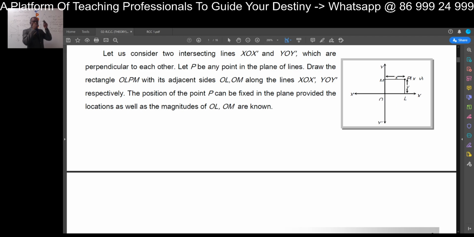So further, if you want to understand still more about this, I'll explain you like this. See, we will take further the concept of straight line.